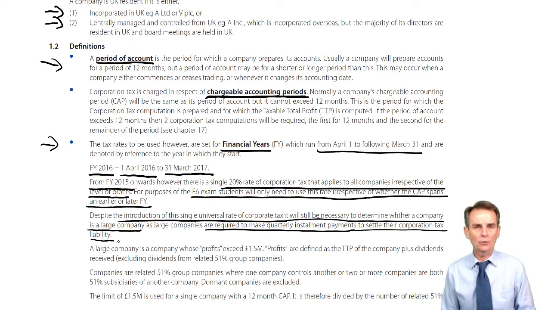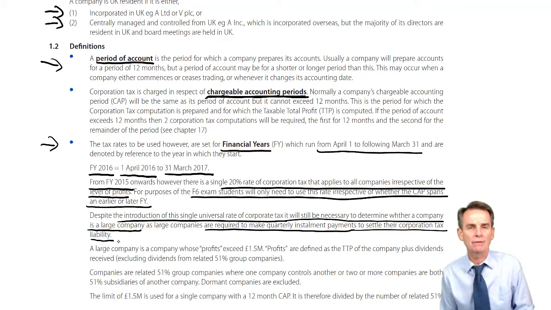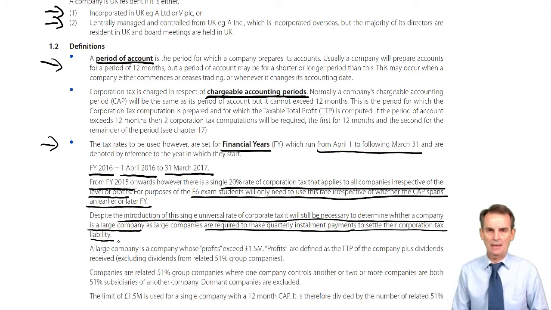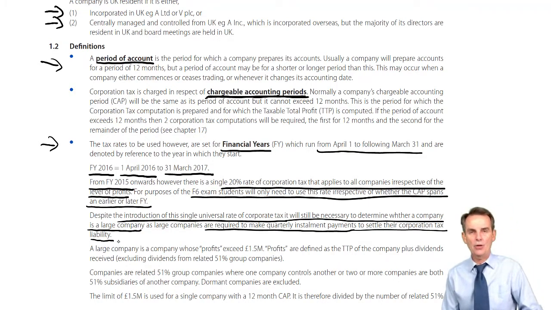So if a company does indeed prepare its accounts to the 31st of December each year, 9 months and 1 day after, the following 1st of October, is the date by which it must have paid that corporation tax liability. It must have settled that liability 9 months and 1 day after the end of the period.